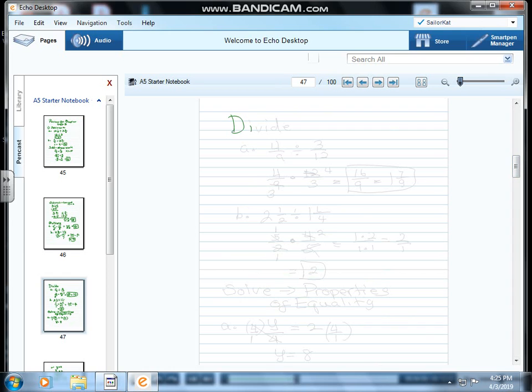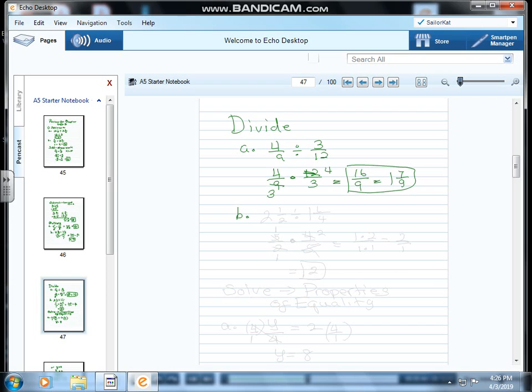Dividing is a little different. We need to keep, change, flip. The first example is 4/9 divided by 3/12. Keep the first fraction, change to multiplication, and flip. And here you can see that I can cross-cancel. 3 goes into 12 4 times and 9 3 times. Then I'm going to have 16 over 9, which is equal to 1 7/9 if I want to make it a mixed number. You can keep it 16 over 9.